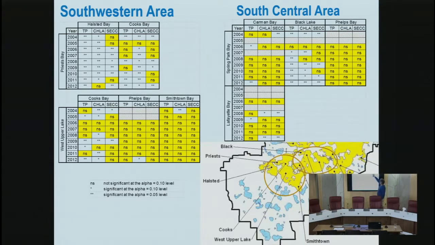So moving on, looking at what I call the South Central area, Spring Park Bay, there's a Black Lake in there, Phelps, Carmen, and I tossed in Lafayette because of the connection between Carmen and that. And really, I think what came out of here was that Black Lake's kind of unique. It's very shallow. It's kind of a little passageway to jump around from section to section of the lake. But Phelps and Spring Park Bay, and to a certain extent Carmen Bay, it's kind of mixed as well. So there's the possibility of reducing some sampling frequency there as well.